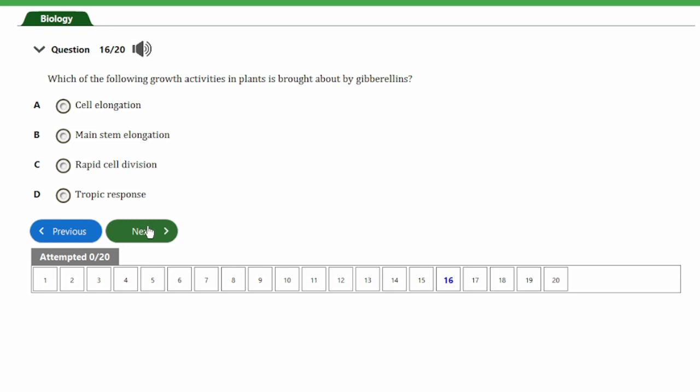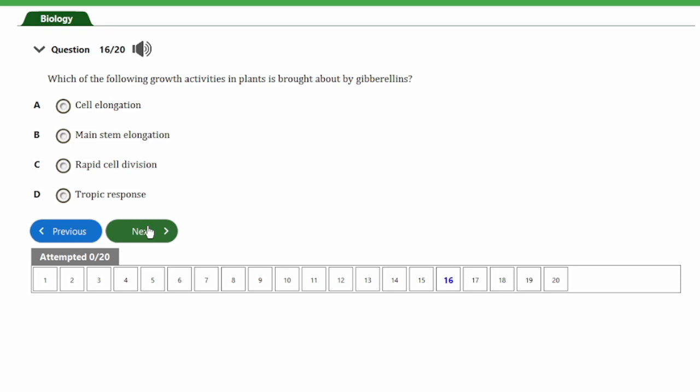It says, which of the following group of activities in plants is brought about by gibberellins? So we have A, cell elongation, B, main stem elongation, C, rapid cell division, and D, tropic response. So guys, the answer to this question is option B, and that's main stem elongation.